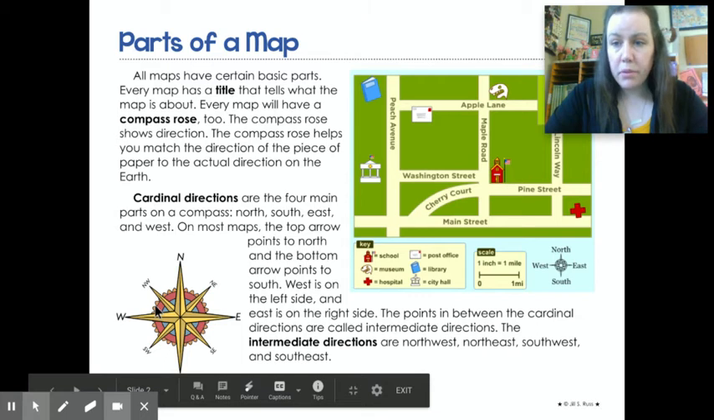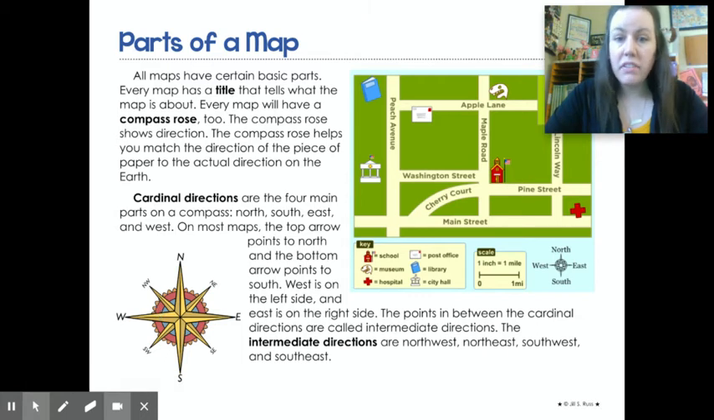So a compass rose is going to be on every single map. Every single map is going to have a title, and every single map is going to be different based on the purpose of that map. So the map that you have in front of you is a map, it looks like, of a street of a town. So if you look, each town has a different name of their streets. So it looks like you have Peach Avenue, Apple Lane, but then you have all these different pictures that are put on here.